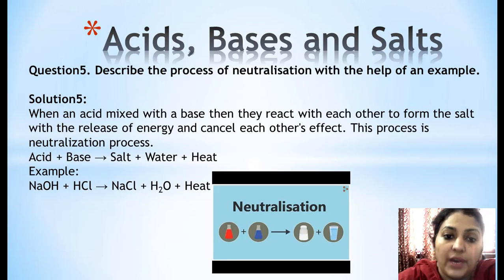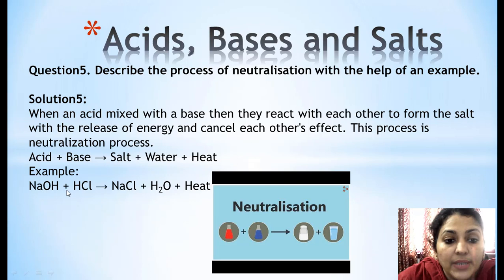Moving to question number 5. Describe the process of neutralization with the help of an example. What is neutralization? We know that when an acid and a base mixed each other, what will happen? They will chemically react each other and two products, salt and water, are produced. This chemical reaction is called neutralization reaction. So the general chemical formula is given here. Acid plus base will give you salt and water. Also heat is evolved, right? So when you touch the beaker or the test tube, wherever the reaction is taking place, it will become hot.